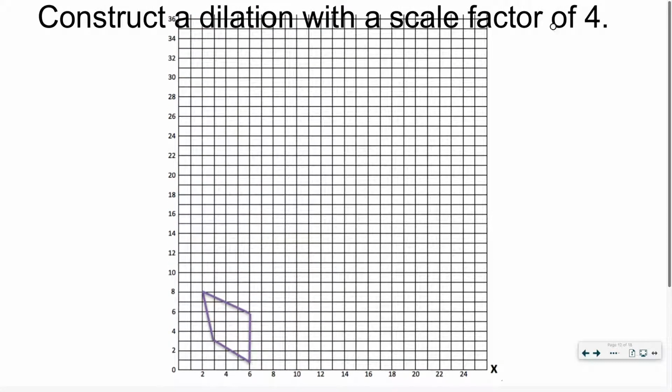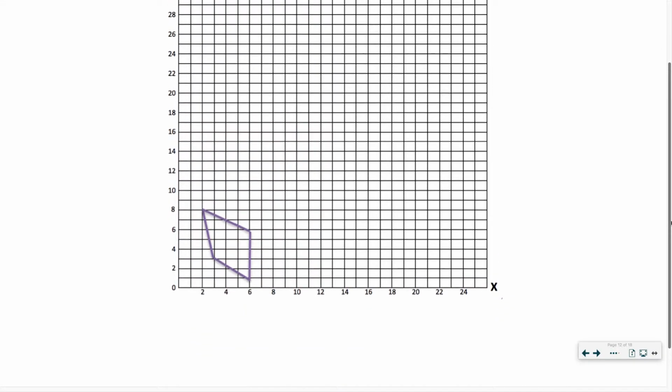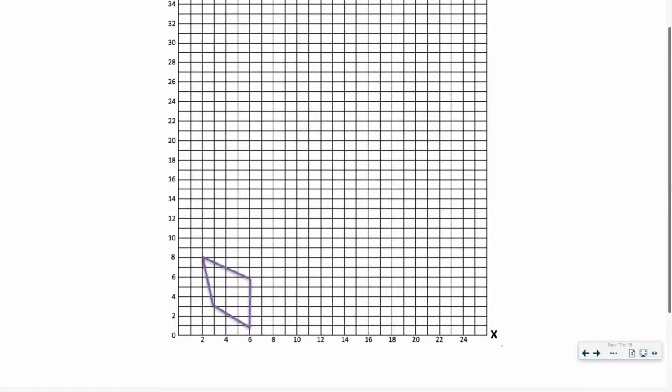Let's say we are going to dilate with a scale factor of 4. What are we going to do to every coordinate? Multiply by 4. Okay, what's this coordinate here? 1, 1. Good. How about this one? 6, 6. How about this one? 2, 8. And this last one? 3, 3. Okay.